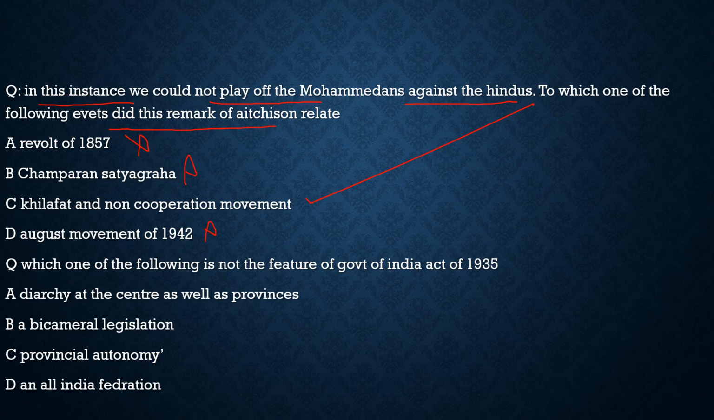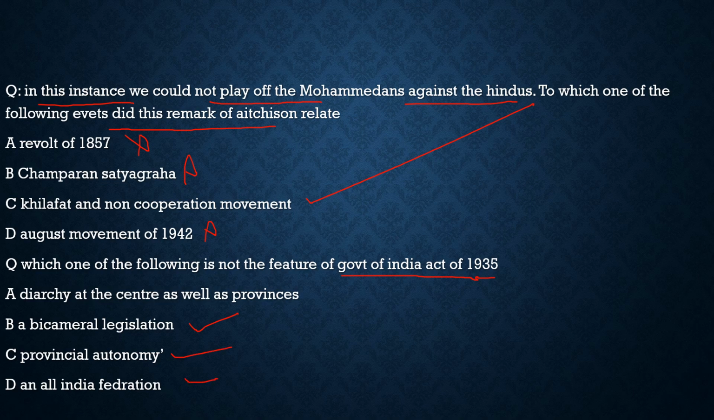Question says, which one of the following is not the feature of Government of India Act of 1935? You know, we had discussed these acts. I think if you had followed my videos, you would definitely know it. Let's have a look at the features here. Diarchy at the center as well as provinces. Let's keep it here. A bicameral legislature, 100% correct. Provincial autonomy, 100% correct. And all India federation, 100% correct.